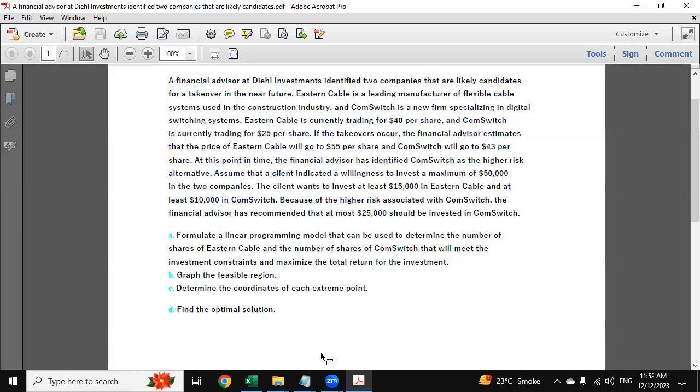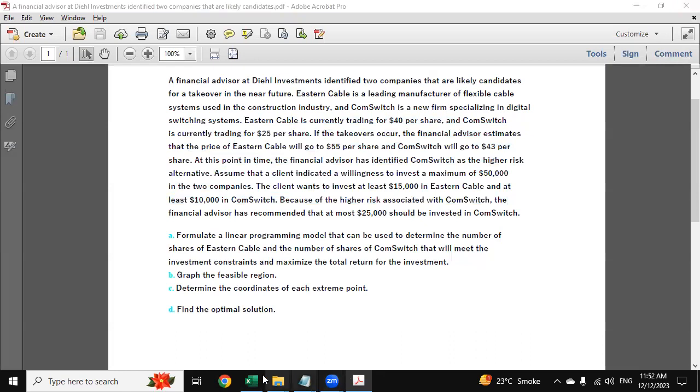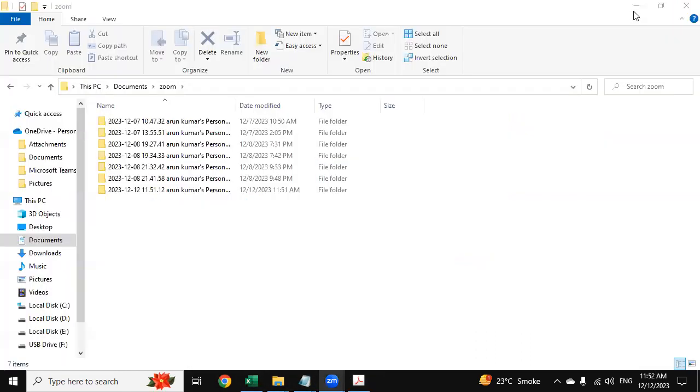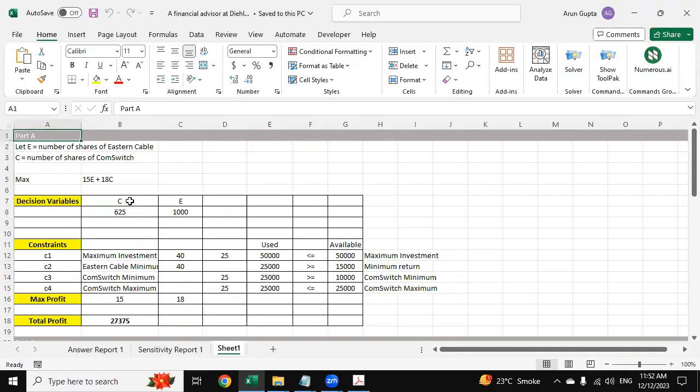So we have used Excel and the Excel Solver to provide the solution for this question. So let me go back to the Excel. This is the Excel solution. As we can see here, we have used two variables for part A. First is E, the number of shares of Eastern Cable, and then C, the number of shares of ComSwitch. And this is the maximum: 15E plus 18C.